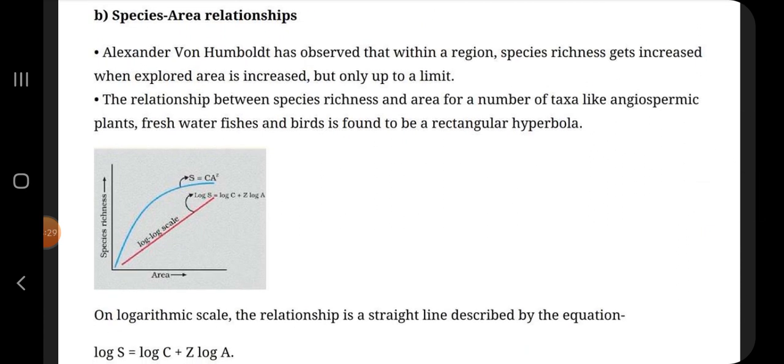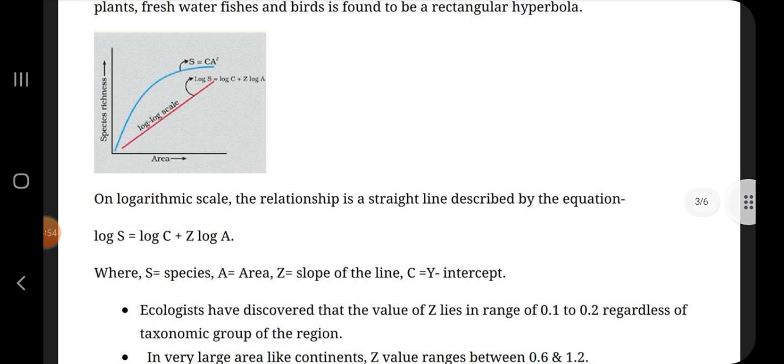Then species-area relationship. Alexander von Humboldt discovered that within a region, species richness increases when the explored area is increased, but only up to a limit. The relationship between species richness and area for a number of taxa like angiospermic plants, freshwater fishes and birds is found to be a rectangular hyperbola. On a log scale, the relationship is a straight line described by the equation log S = log C + Z log A, where S is the species richness, A is the area, Z is the slope of the line and C is the Y-intercept.